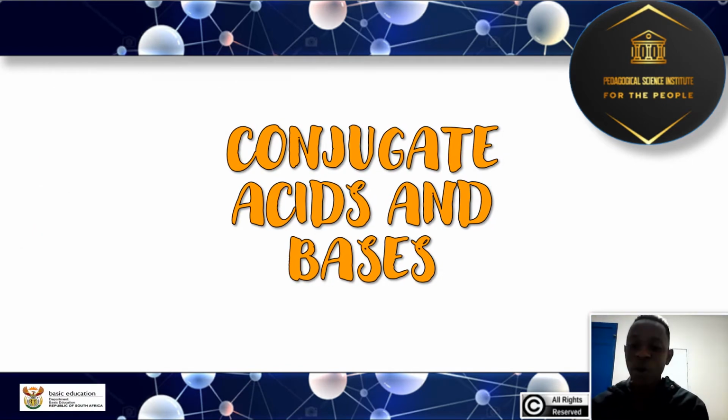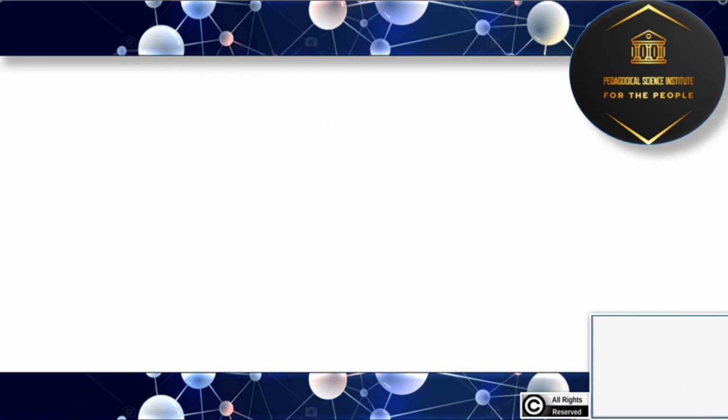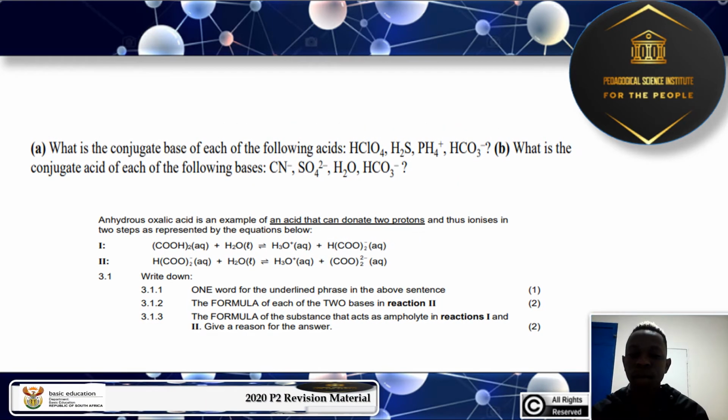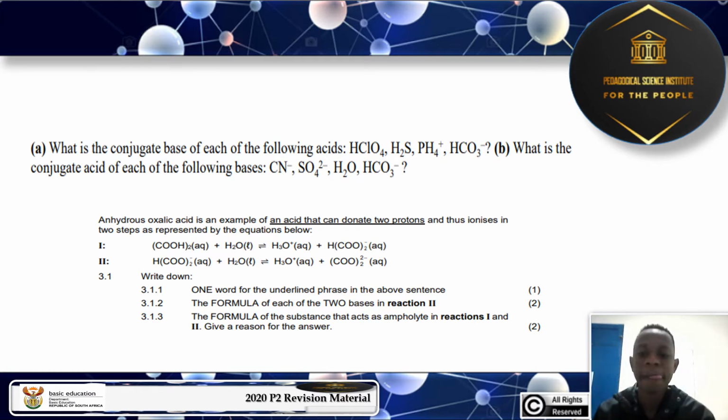So now we are going straight to conjugate acids and bases. We are done with the definitions. The definitions are going to be on your examination, so you need to master them. So now we are going straight to conjugate acids and bases. This is a question paper, and we are going to do it together as part of revision.